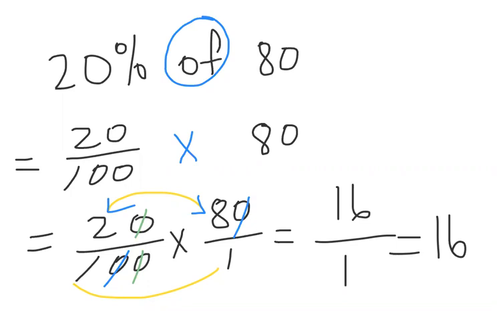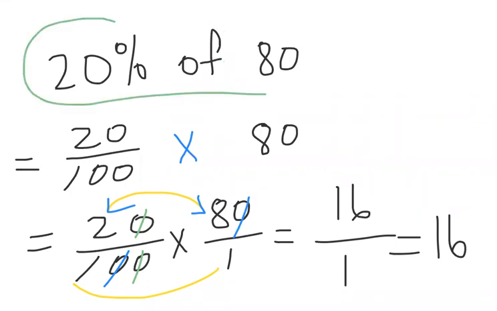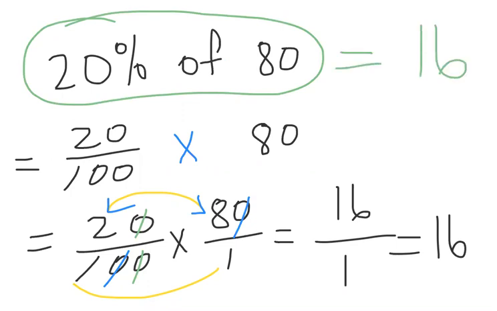This one was a different kind of sum where they ask you what is 20% of 80. So that answer will just be a number. It's not 16%, just a number. So that 16 will be correct.